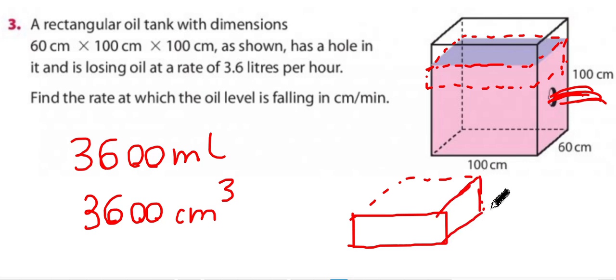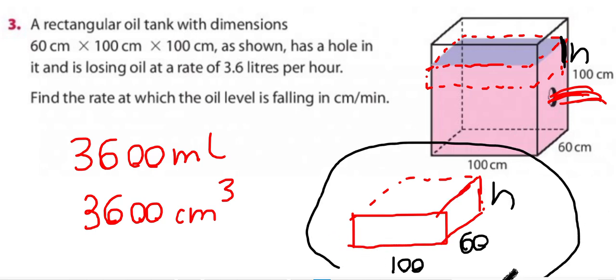Now, the first thing I'm going to ask you is, what's the width of the box? What's the depth of the box? What's the height of the box? If it was 100, I'd lose all the oil. I'm only losing a small part of the oil. Agreed? Would you then agree that the volume of this box that I lose in 1 hour has to equal 3,600? So here's what we're going to do.